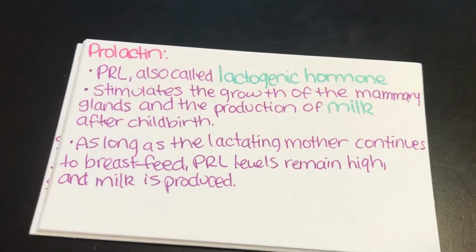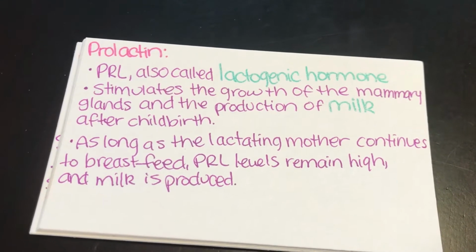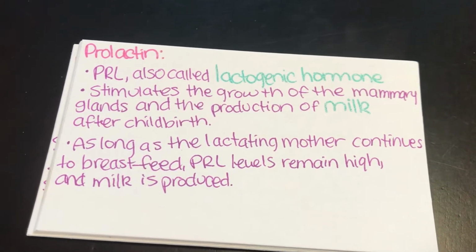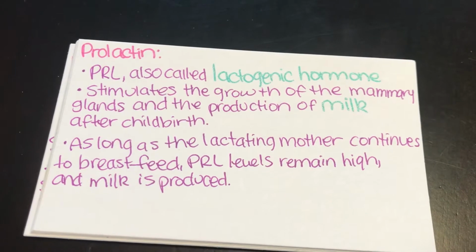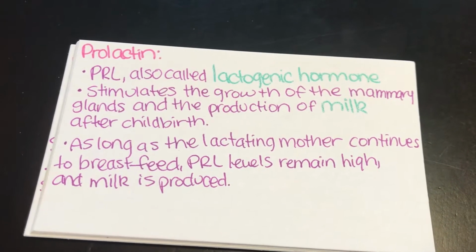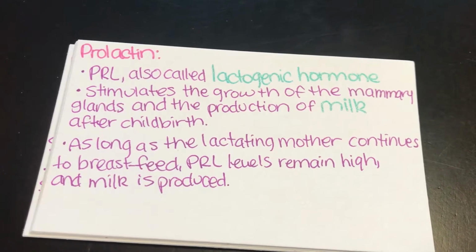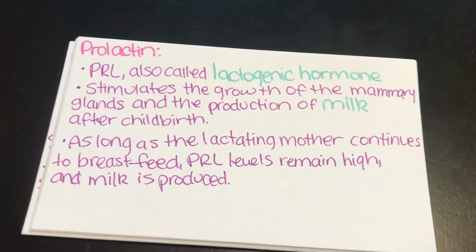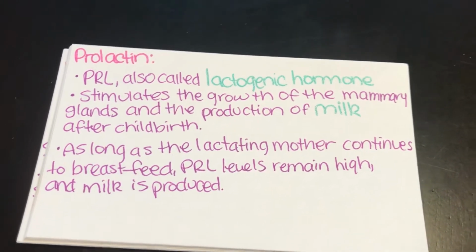Prolactin. So prolactin is also called the lactogenic hormone. It stimulates the growth of the mammary glands and production of milk after childbirth. So as long as the lactating mother continues to breastfeed, prolactin levels remain high and milk is produced.